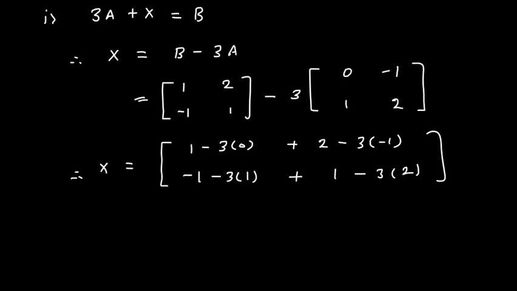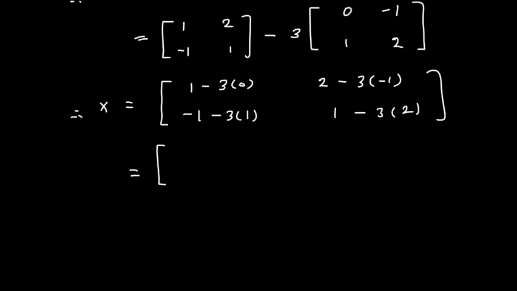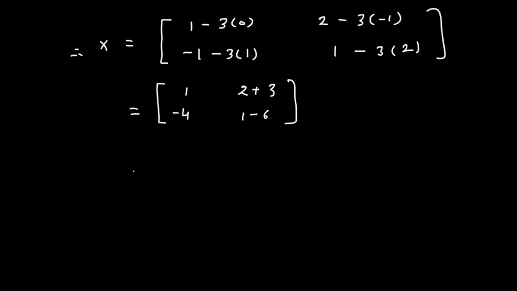Sorry, one mistake I have done. Why are we writing plus or minus here in between? We should not write anything. Yes, so this is equal to, this is 1 and then this 2 plus 3, this is minus 1 minus 3 is minus 4, and here it is 1 minus 6. So this finally will give me the value of X: here it is 1, 3 plus 2 it is 5, it is minus 4, and this is minus 5.